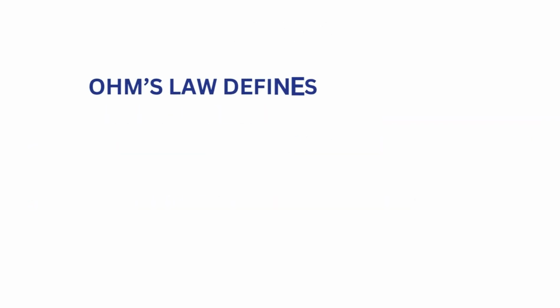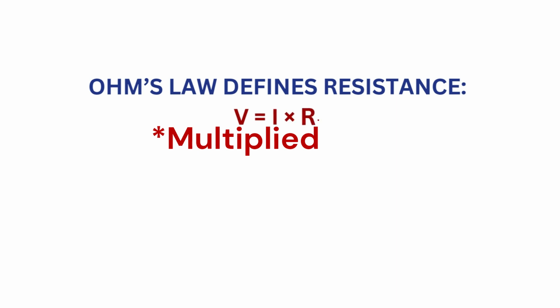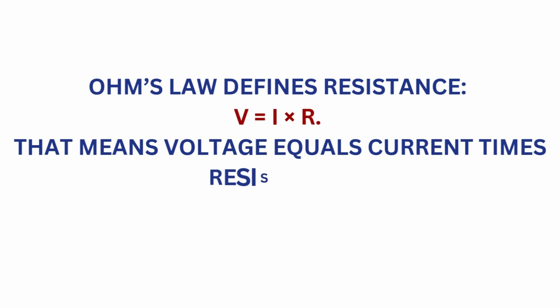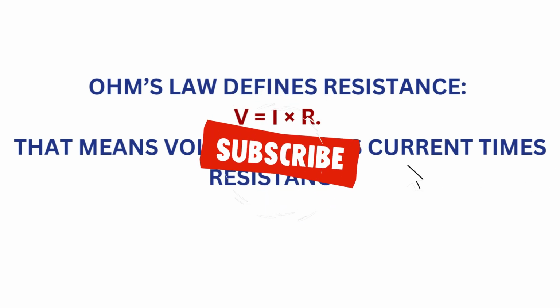Ohm's law defines resistance, V equals I times R. That means voltage equals current times resistance. Simple math, powerful concept. That's resistance explained in 3D.